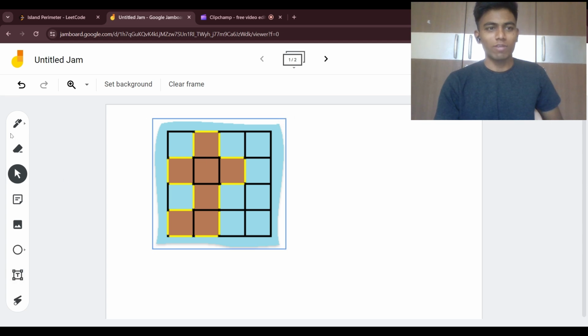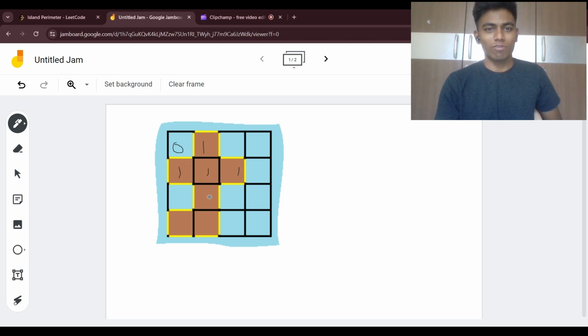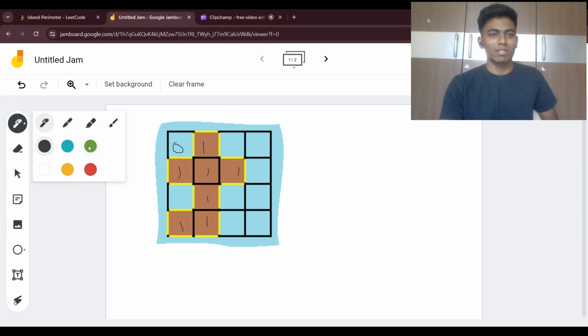Here we have a few things. Whenever we have water, it is going to be 0, and whenever we have land, it is going to be 1. So these are ones, and we need to find the perimeter of this particular land. That means we are going to consider this side, but will not consider this particular length. Why? Because this is the land itself.